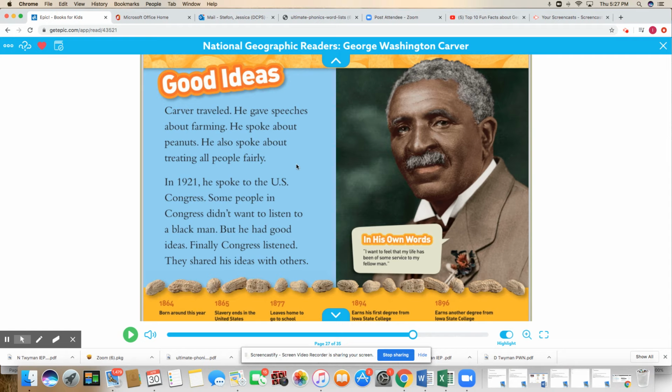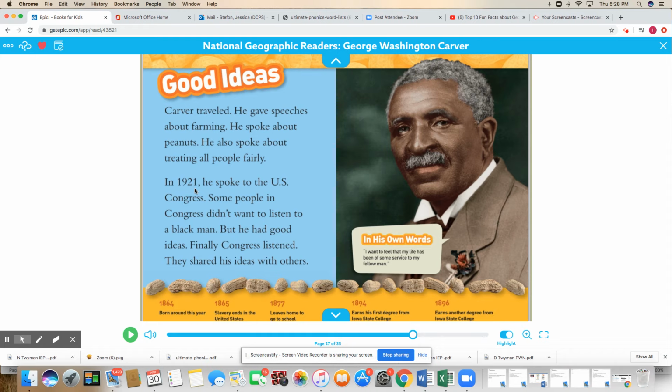So like I mentioned earlier, he not only wanted to improve the lives of others through his inventions and through teaching them better ways about farming, but he used his opportunity, his role as a public figure, and he used his voice to talk to other people about giving equal rights to everyone.